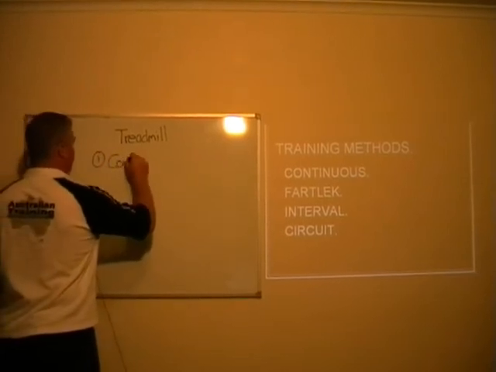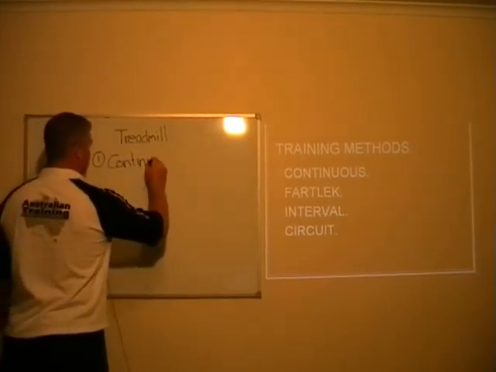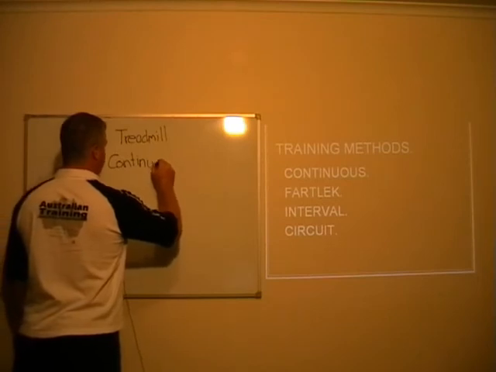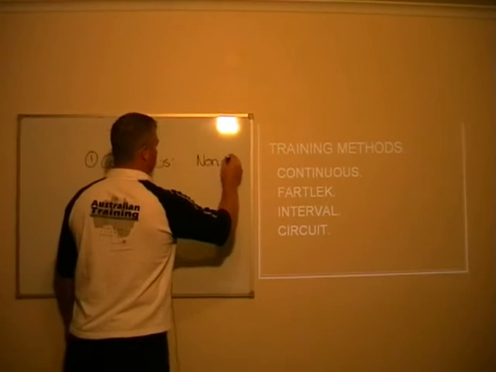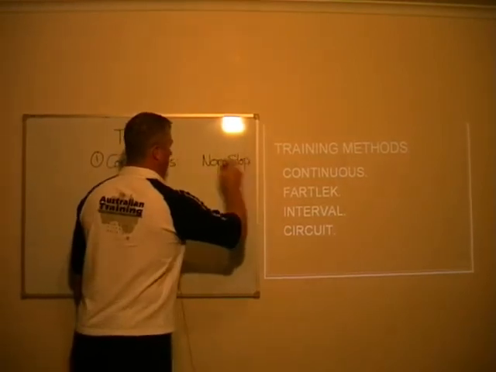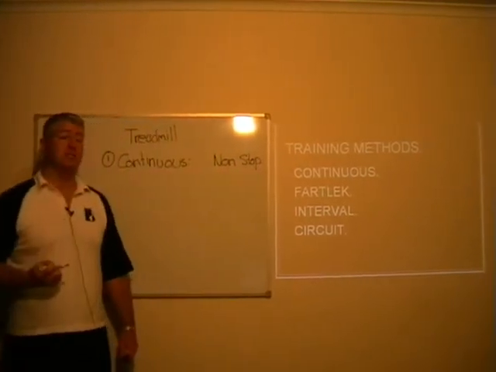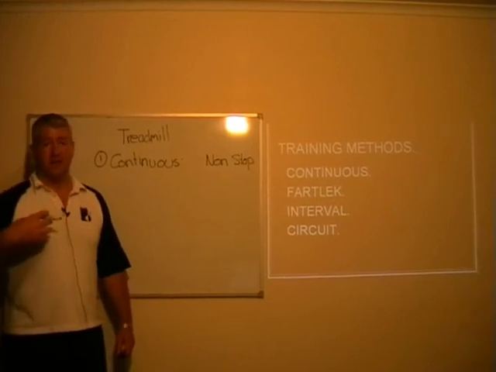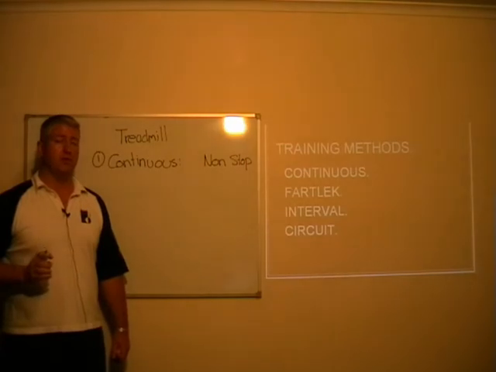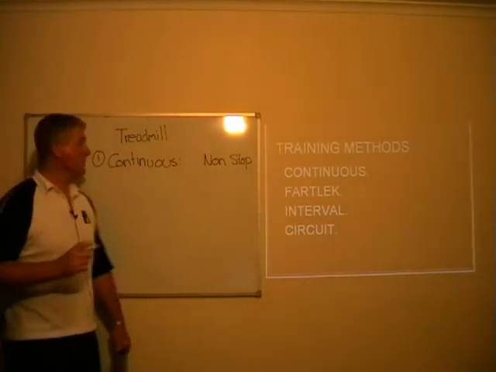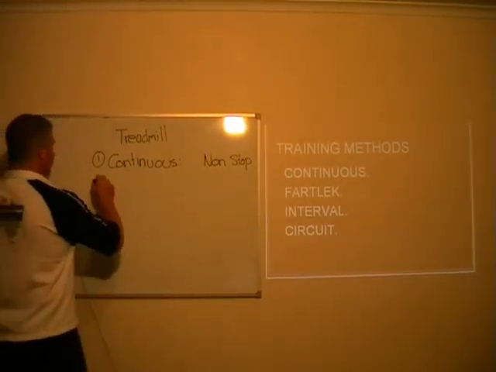Okay, number 1 is continuous, which is non-stop. That is, your client is on the treadmill for 20 minutes and they're exercising at the same pace or the same tempo that they can maintain for a 20-minute period without stopping. Next one is fartlek.